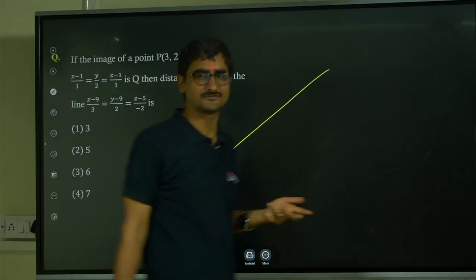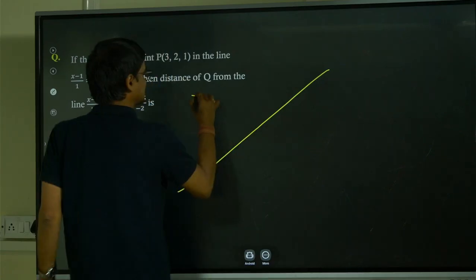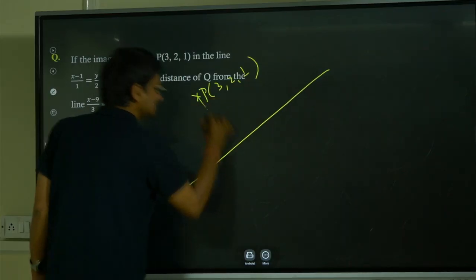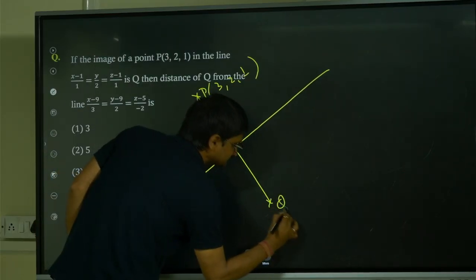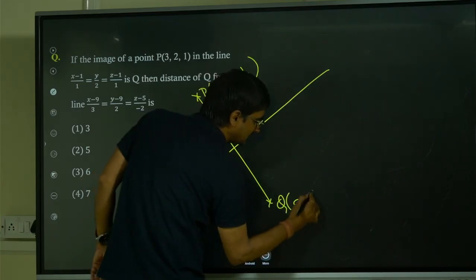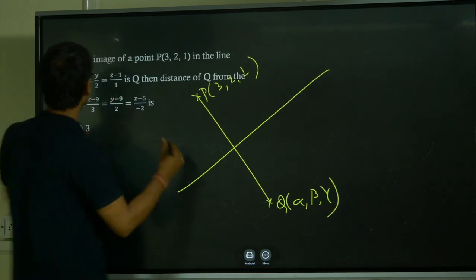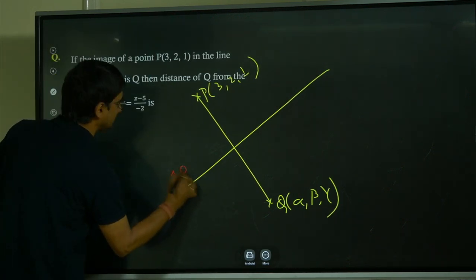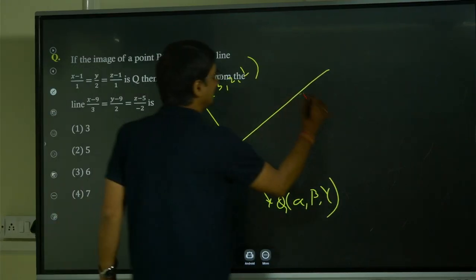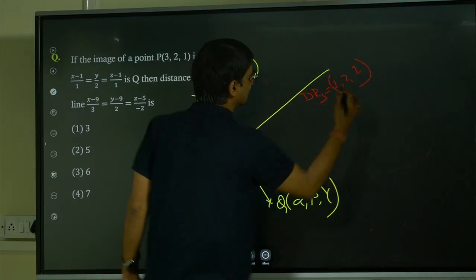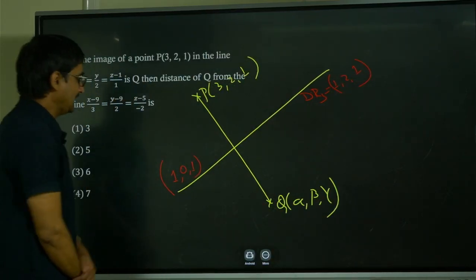The only thing is a lot of calculation is involved, so I'm just discussing it. Of course, I won't go for verifying the answers or options here. The image is something like this: alpha, beta, gamma. Now the line is passing through the point (1, 0, 1). DRs of the line are 1, 2, 1. Okay.